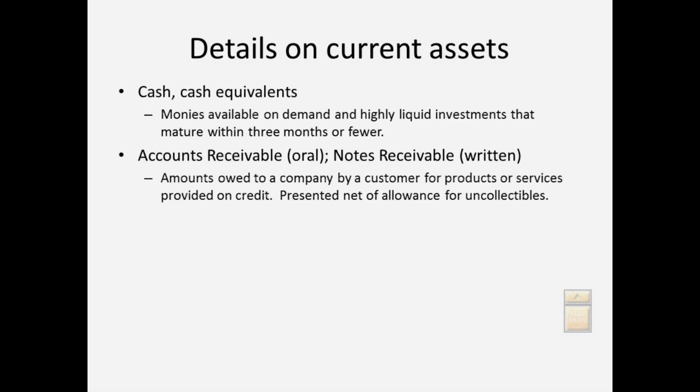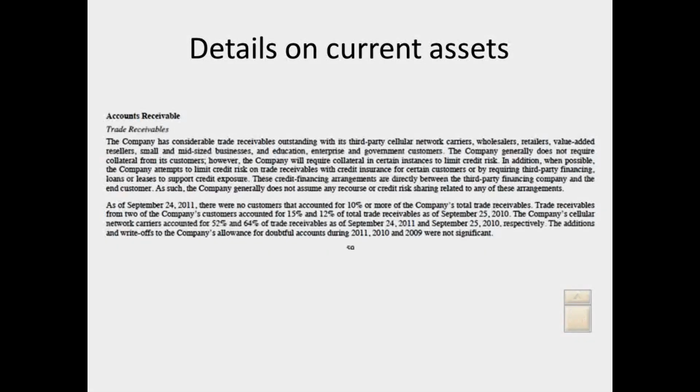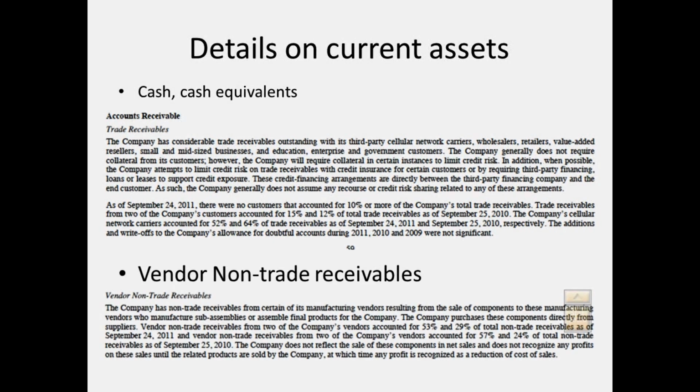They'll tell you, hey, okay, here's what cash and cash equivalents mean. And specifically, here's what our trade receivables are, here's what our other kinds of things are, here's what our non-trade receivables are. So they tell you. It's not like you have to guess, but you do have to read a little bit, okay?